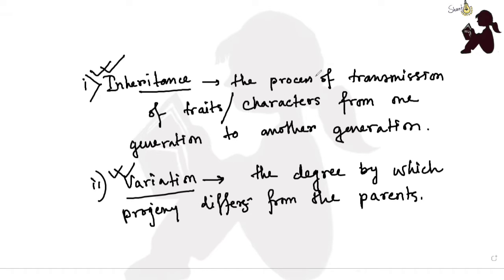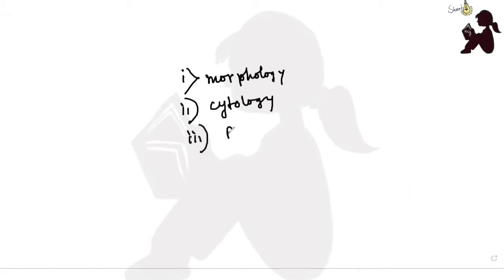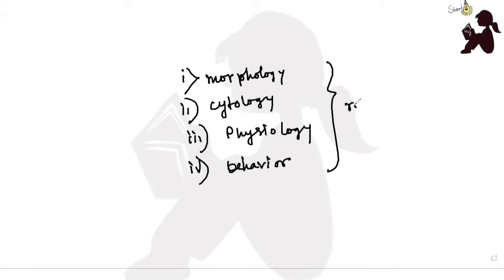Now, why do these variations occur? These variations occur because of the differences in morphology, then in cytology, then physiology, and lastly in behavior. So these are the reasons behind variation.